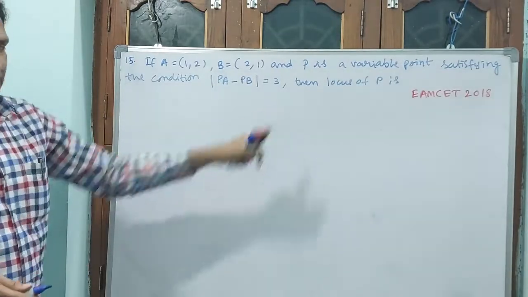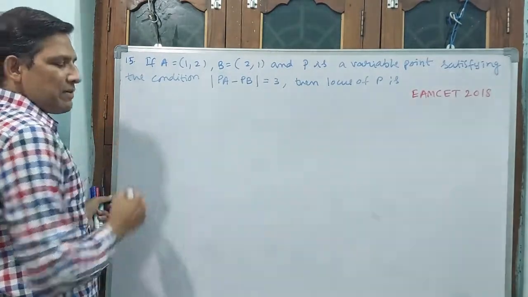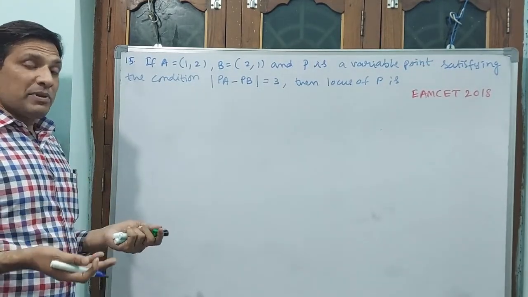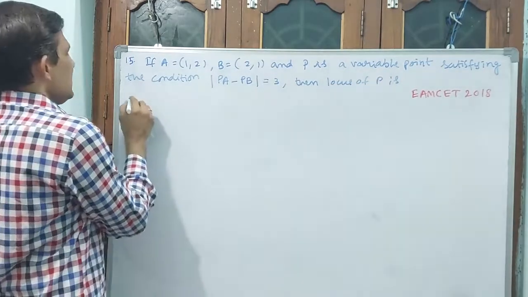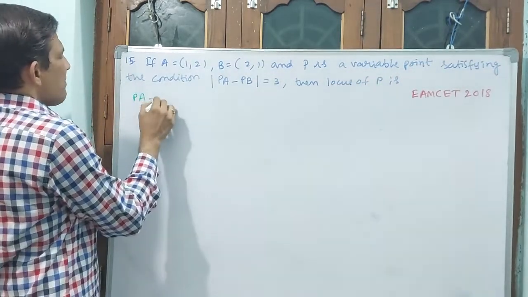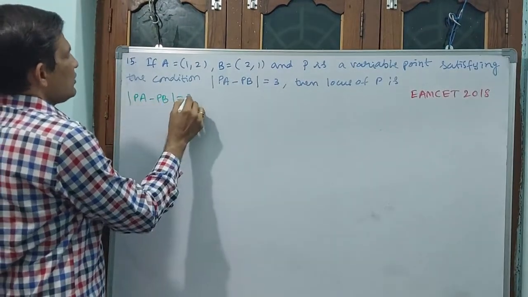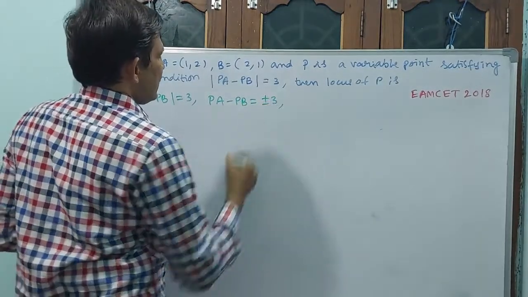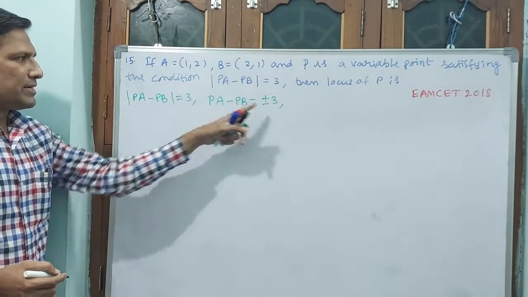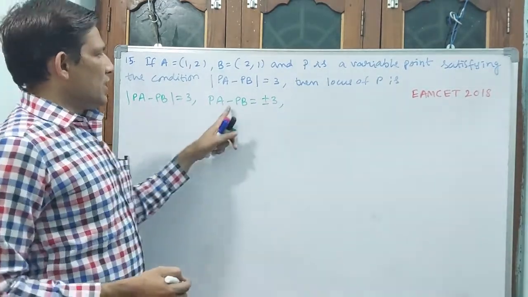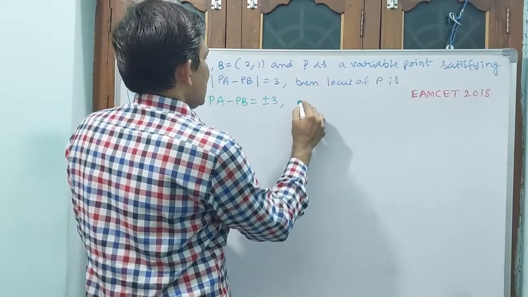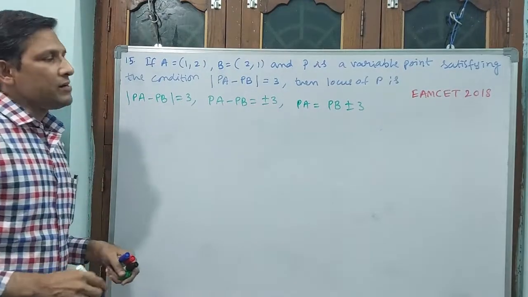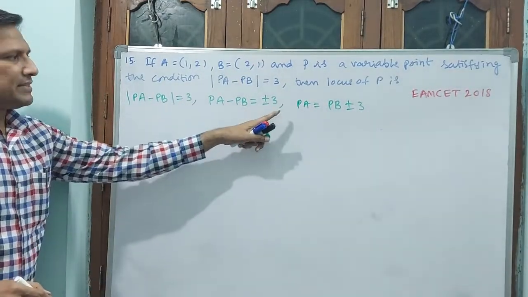See, first let us deal with this modulus thing. See, we know very well modulus of x is equal to k, then x is equal to plus or minus k will come. Okay, like that we will write. You see how I am changing this thing. Modulus of PA minus PB is equal to 3, then PA minus PB is equal to plus or minus 3. Okay, I have removed modulus, then plus or minus 3 I have kept that side. Okay, now you see, set this minus that side. PA is equal to PB plus or minus 3. Is it okay? Why? Because minus it goes plus, becomes plus.